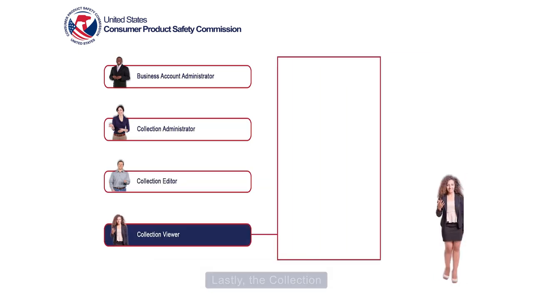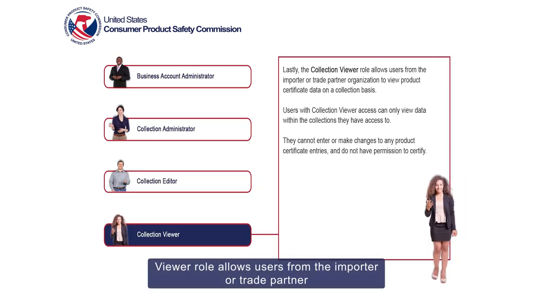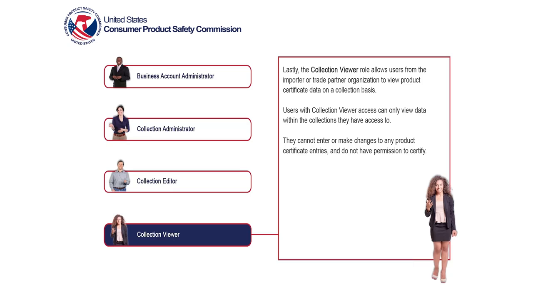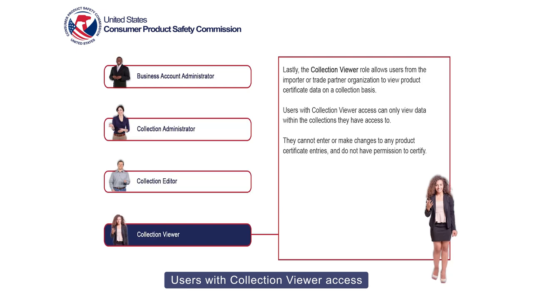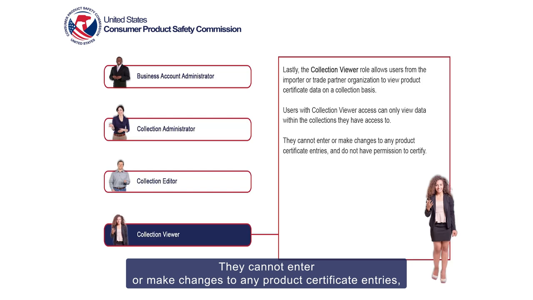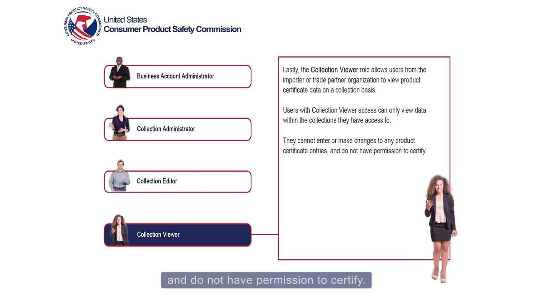Lastly, the collection viewer role allows users from the importer or trade partner organization to view product certificate data on a collection basis. Users with collection viewer access can only view data within the collections they have access to. They cannot enter or make changes to any product certificate entries and do not have permission to certify.